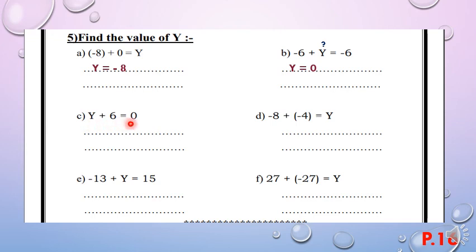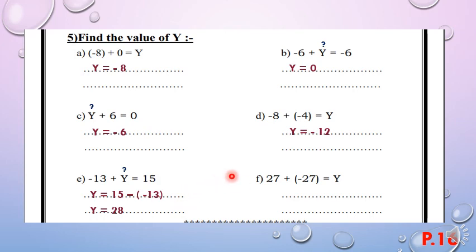Letter C. y plus 6 equals 0, which means what plus 6 equals 0? Negative 6 plus 6 equals 0, so y equals negative 6. Letter D. Negative 8 plus negative 4 equals y, so y equals negative 12. Letter E. Negative 13 plus y equals 15. So, what plus negative 13 equals 15? y equals 15 minus negative 13, which is equal to 28.